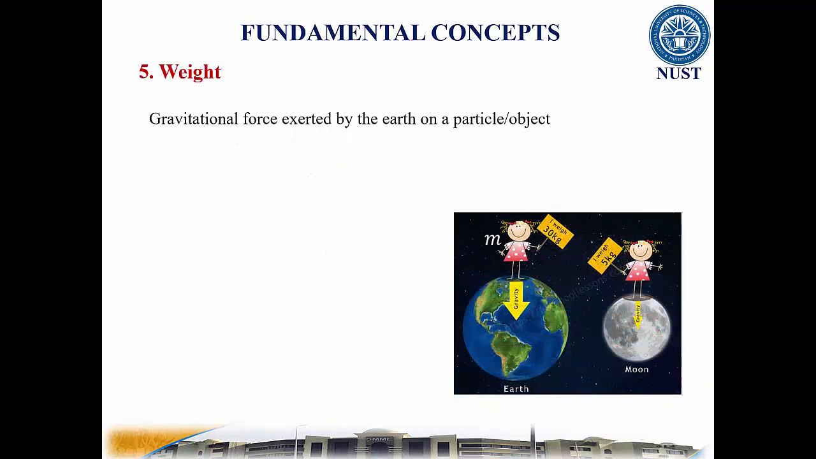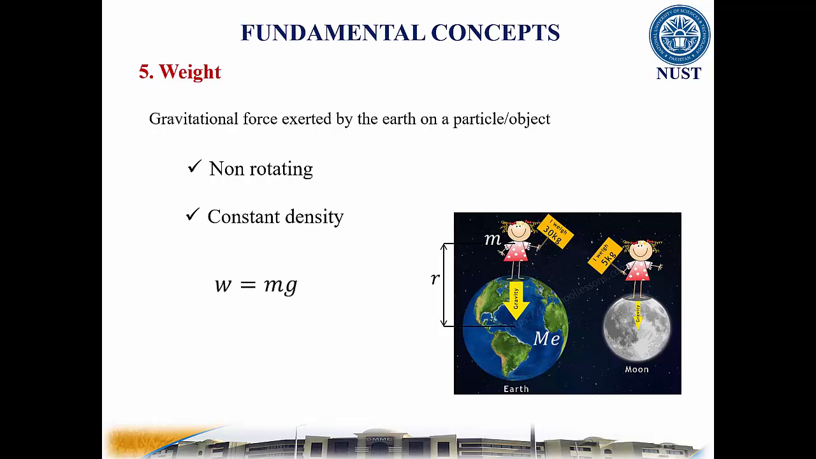The final fundamental concept is weight. It is the gravitational force exerted by the Earth on a particle near its surface. An approximate expression can be developed to find the weight of an object having a mass m. If we assume the Earth to be a non-rotating sphere of constant density having mass M, and radius r is the distance between the Earth's center and the particle, then we can mathematically express W equal to mg, where g is the acceleration due to gravity. For most engineering calculations near the Earth's surface, g is taken as 9.81 meter per square second.